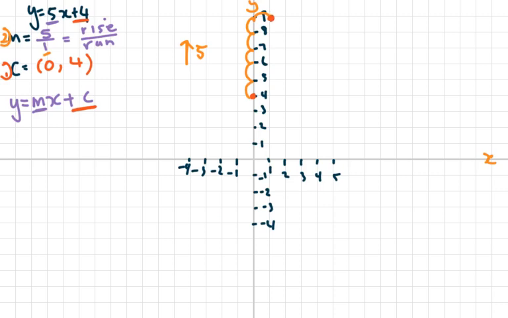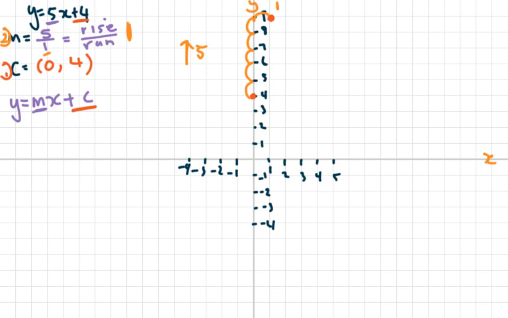So I've gone across 1, and I've gone up by 5. So rise over run. So that's where the gradient comes into play. It tells me how, from my y-intercept, how many points to go up, and then how many points to go across to get my second coordinate. The last thing I'm going to do now is to join these two coordinates to give us a straight line.